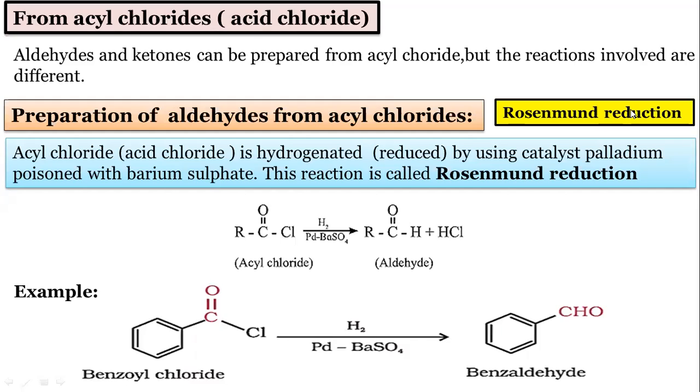So what is this Rosenmund reaction? I will explain. This is a reduction of acyl chlorides. Acyl chlorides are also called acid chlorides. These are hydrogenated, meaning reduced, using H2. It is hydrogenation, and the catalyst is palladium, which is poisoned.